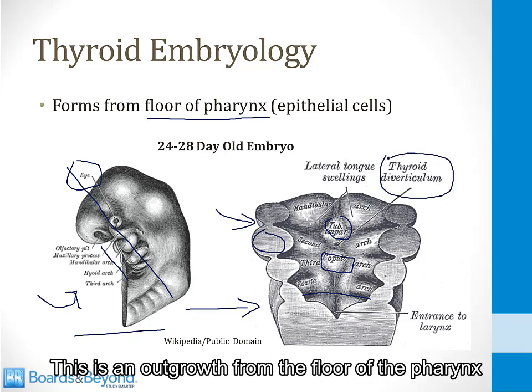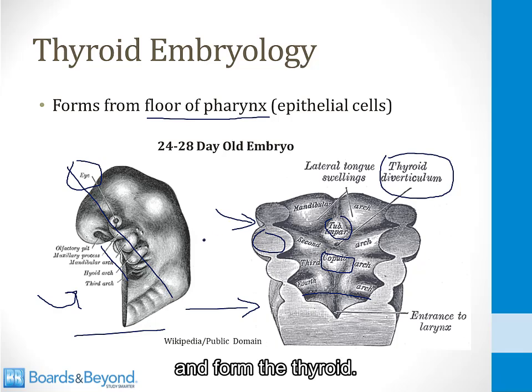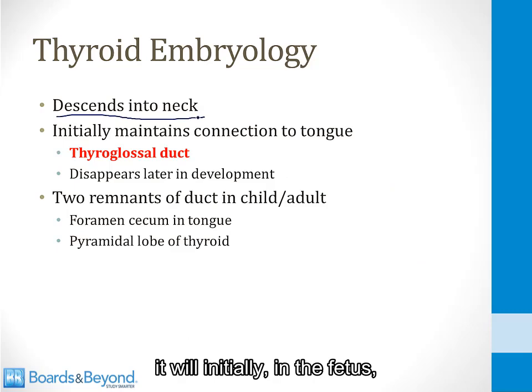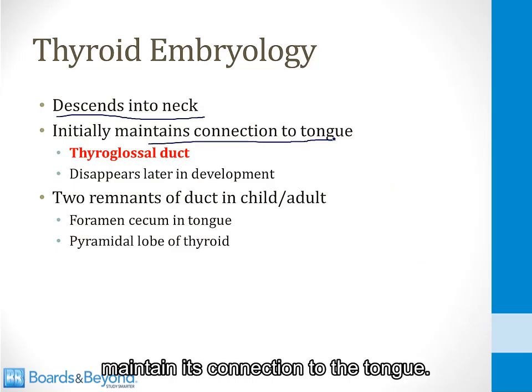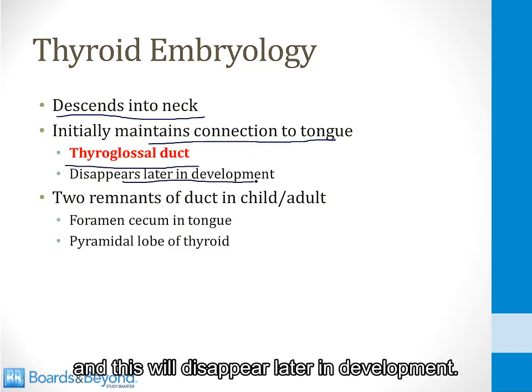This is an outgrowth from the floor of the pharynx that is going to dive down into the neck and form the thyroid. So as that tissue from the pharynx descends into the neck, it will initially in the fetus maintain its connection to the tongue. This is a structure called the thyroglossal duct, and this will disappear later in development.